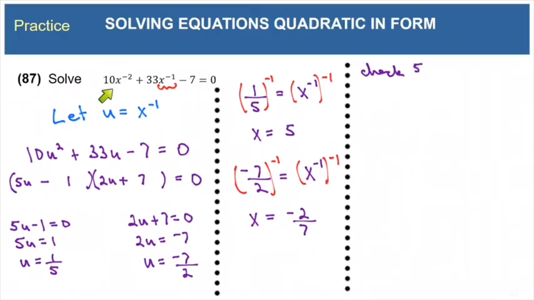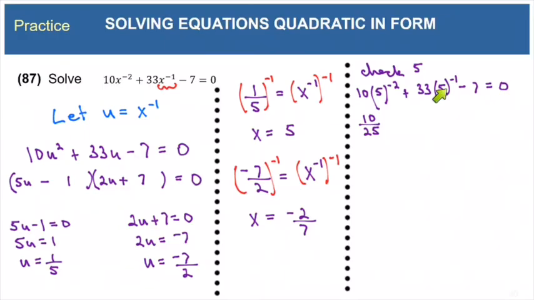So we'll check the 5. That's going to give us 10 times 5 to the negative 2 plus 33 times 5 to the negative 1 minus 7 equals 0. Okay, now for 5 to the negative 2, what we have to do is square the 5 and then flip it into the denominator and then multiply it by 10. So 5 squared is 25. Flip it into the denominator, we have 1 over 25, and then multiply it by 10. So this first term is going to be 10 over 25.